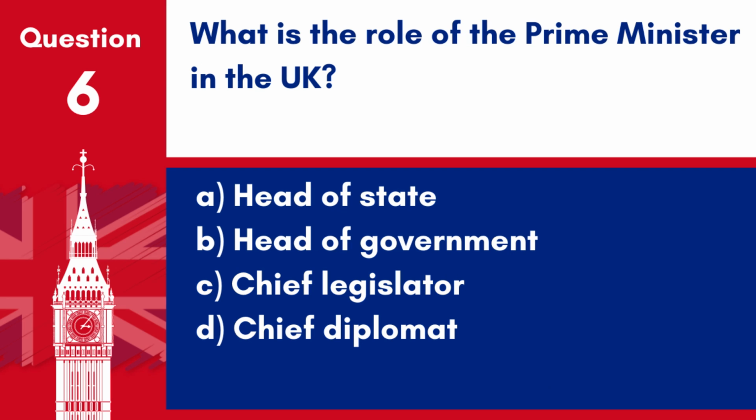Question 6. What is the role of the Prime Minister in the UK? A. Head of State. B. Head of Government. C. Chief Legislator. D. Chief Diplomat. Answer: B. Head of Government. The Prime Minister is the head of government in the UK, responsible for running the government and implementing policy.